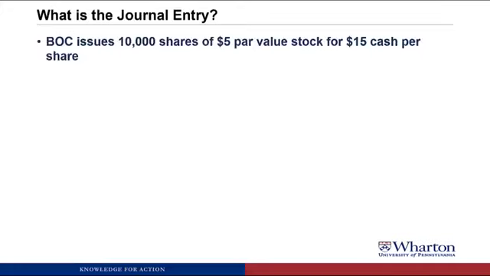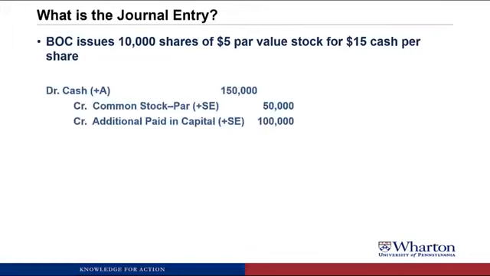Here's the first one. BOC issues 10,000 shares of $5 par value stock for $15 of cash per share. In this transaction, we're receiving cash. Cash is going to increase. And we're going to increase common stock accounts. Cash is an asset. We make cash go up with a debit, so we're going to debit cash. The dollar amount is $150,000, which is $15 cash times 10,000 shares.